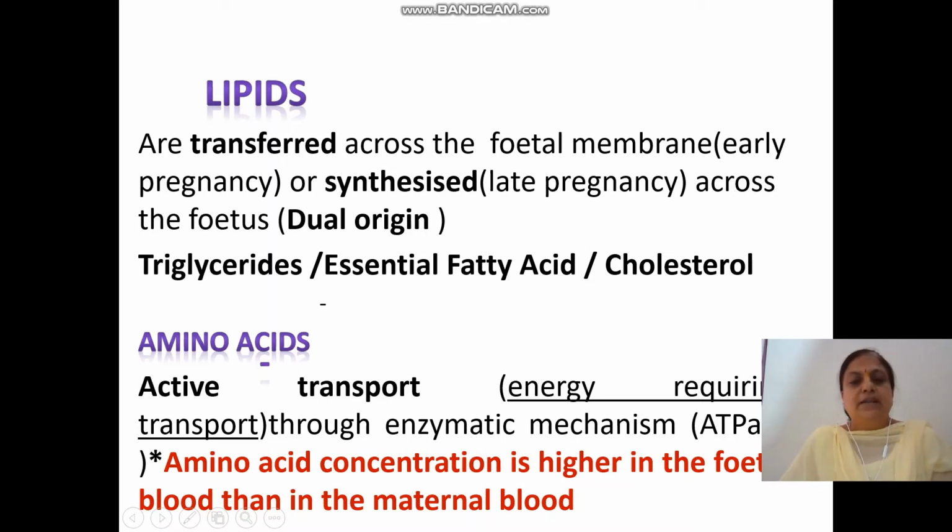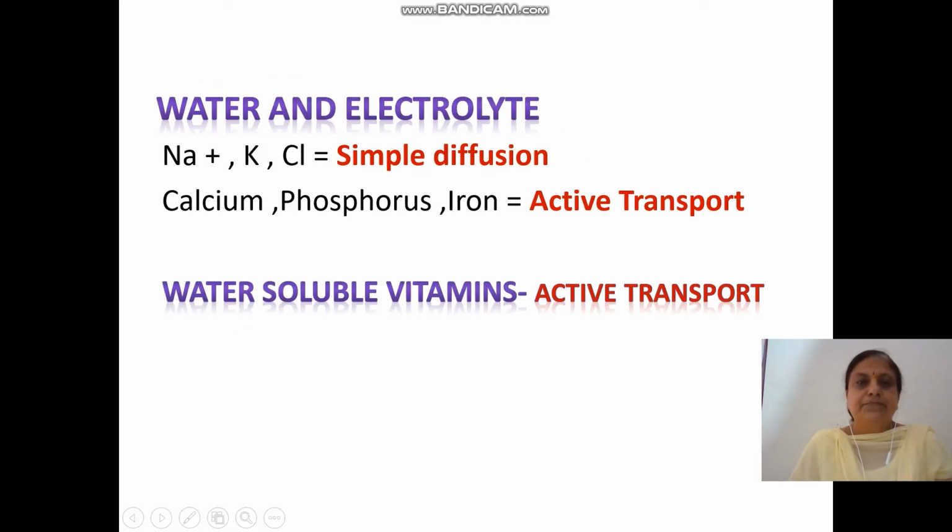Amino acids are actively transported. They require energy through the enzymatic mechanism of ATPase. Amino acid concentration is higher in the fetal blood than in the maternal blood. This is in contrast to glucose. Glucose levels are high in the maternal blood and low in the fetal blood, whereas amino acid concentration is higher in the fetal blood and low in the maternal blood.